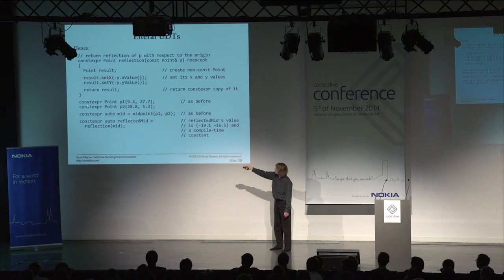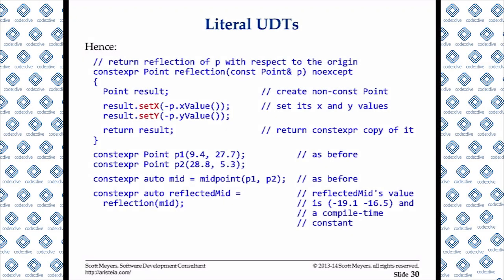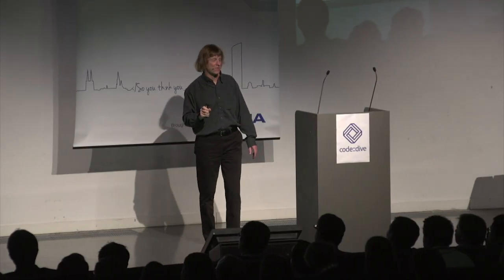P1 and P2, they're the same constexpr points I had before. Mid is the same constexpr point we had before. I have not changed that. And now I can take the reflection of the midpoint and make that a constexpr object reflectedMid. I think this is cool. Try that with a number pound defined.